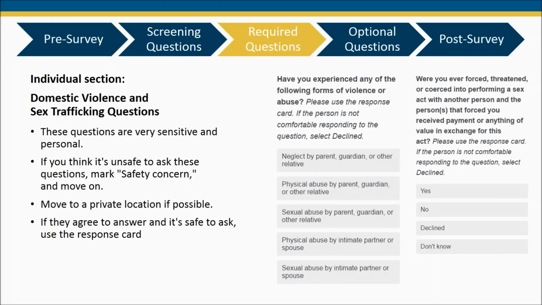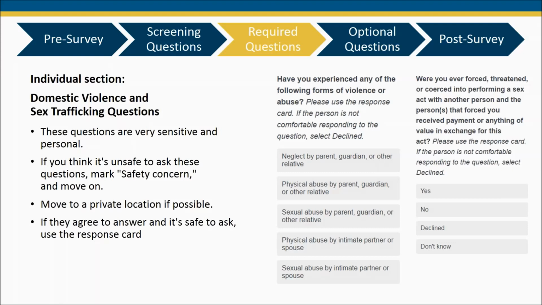This is what the domestic violence and sex trafficking questions will look like on your device. It may be unsafe to ask these questions if someone is close by listening to the answers, or someone is directing the respondent on how to answer other questions. If you feel that the question is not safe to even ask, mark Safety Concern on your device and move to the next set of questions.